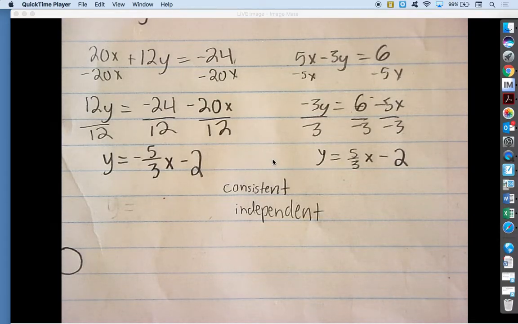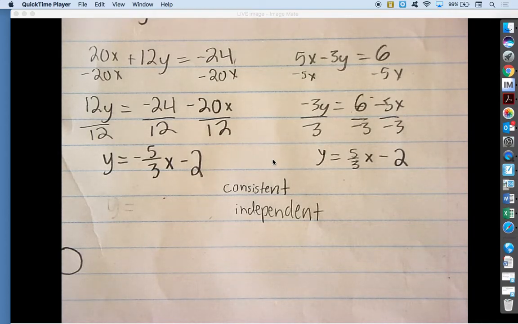The problem was negative 20x plus 12y equals negative 24, and 5x minus 3y equals 6. You had to solve the equations and see if the system was consistent, independent, dependent, or inconsistent. So you have to get it into y equals mx plus b form to figure out whether the lines are parallel or not parallel, to figure out if it's consistent or independent.